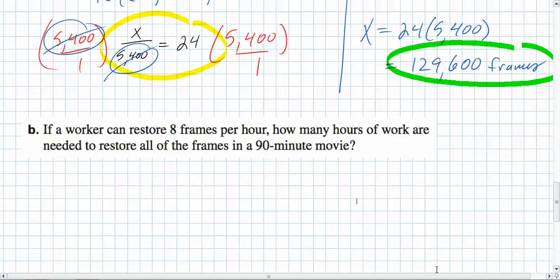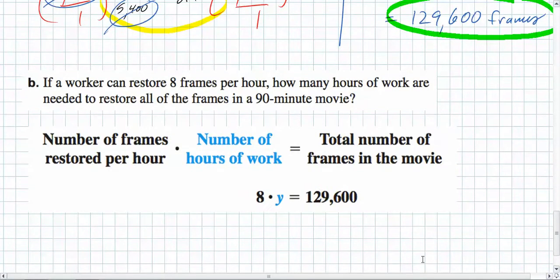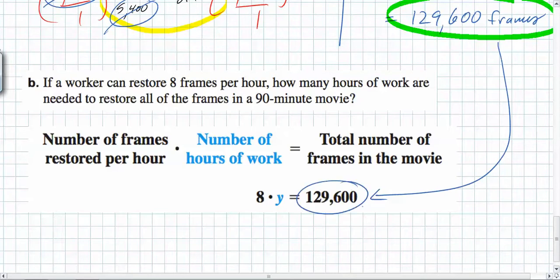So now let's move on to part B. If a worker can restore 8 frames per hour, how many hours of work are needed to restore all of the frames in the 90-minute movie? First, we need a verbal model, which is going to be the number of frames restored per hour times the number of hours of work is the total number of frames in the movie. Well, we know from part A that the total number of frames in the movie is 129,600. And we know that the number of frames restored per hour is 8. Now we can label the number of hours of work y.